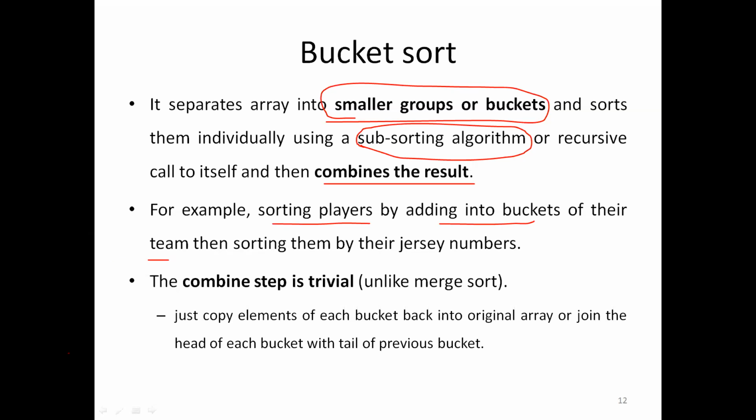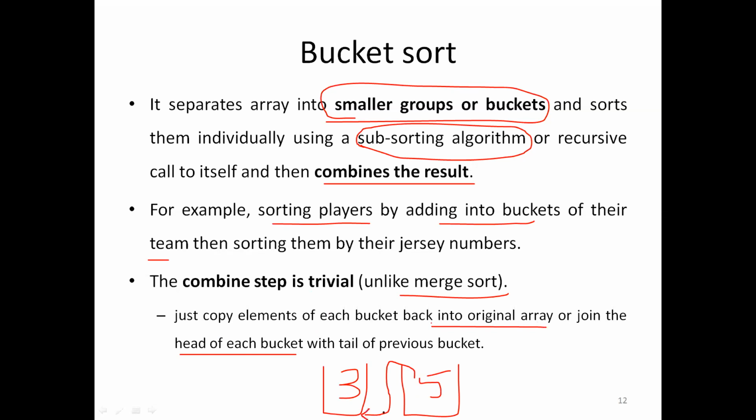That's what he mentioned here. It's not like merge sort. It looks like merge, but it's not equivalent to merge sort. You have to note that down here. Just copy the elements of each bucket. That's nothing but how we are combining. So I told you that you will combine the buckets, right? Just copy the elements of each bucket back to the original array, or join the head of each bucket to the tail of the previous bucket. For example, like this: you have some number of elements, 5 elements here, 3 elements there. This 5 elements is appended to the tail of the previous bucket. That's all.